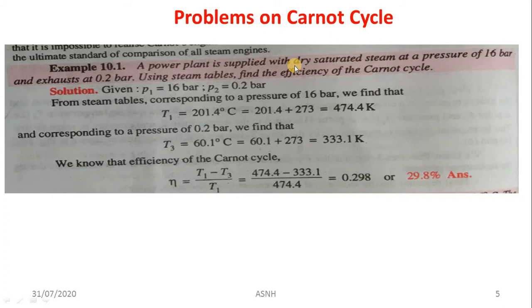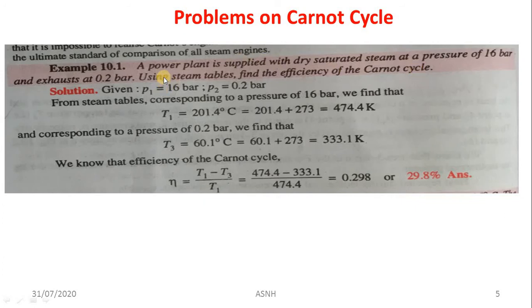Now students, we will discuss the first problem on the Carnot cycle. The problem is: a power plant is supplied with dry saturated steam at a pressure of 16 bar and exhaust at 0.2 bar. Using the steam table, find the efficiency of the Carnot cycle.